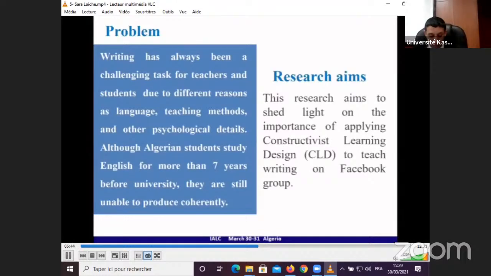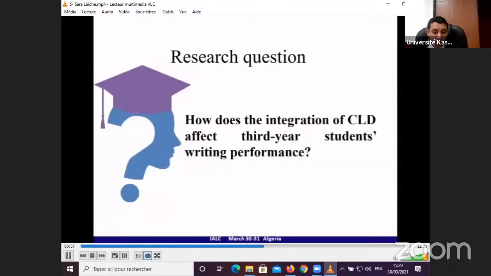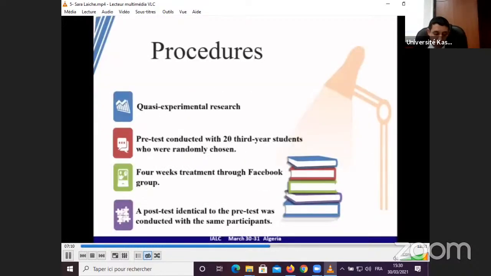Here the research aims to shed light on the importance of applying constructivist learning design, CLD, to teach writing in an interested group. It raises the question: how does the integration of CLD affect third-year students' writing performance? The procedures of this research: it is a quantitative experimental research.